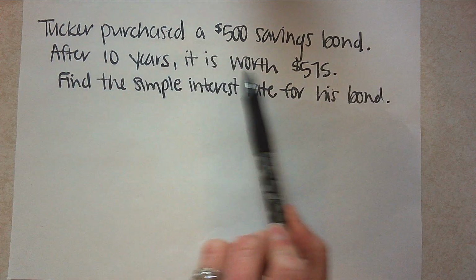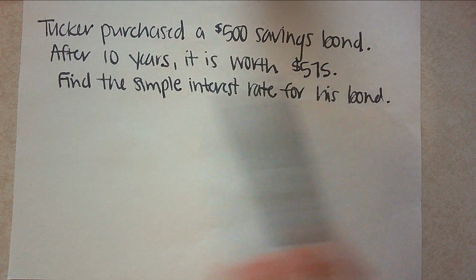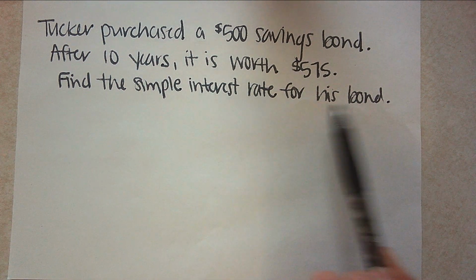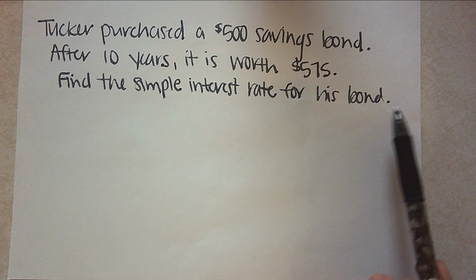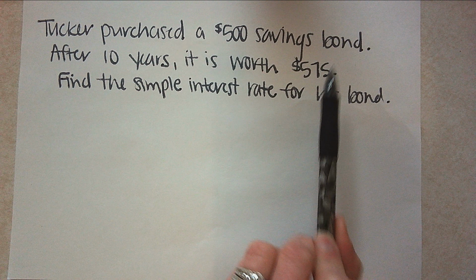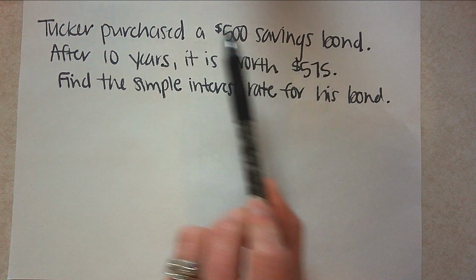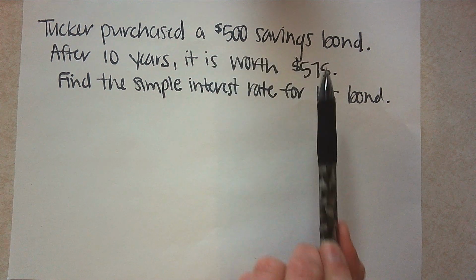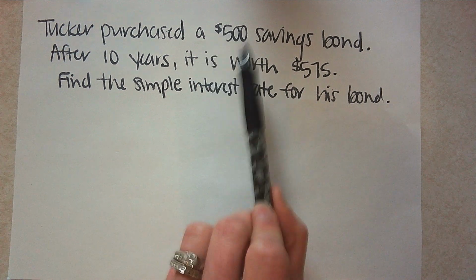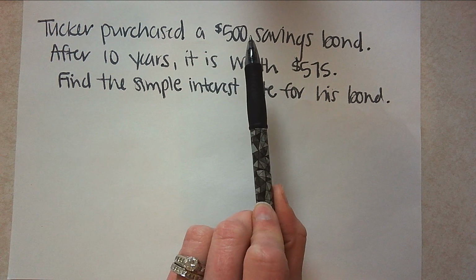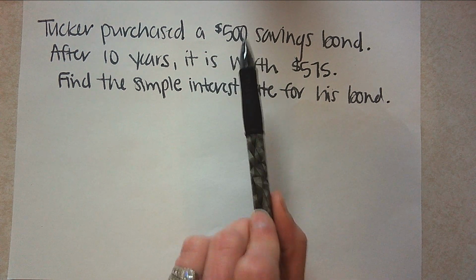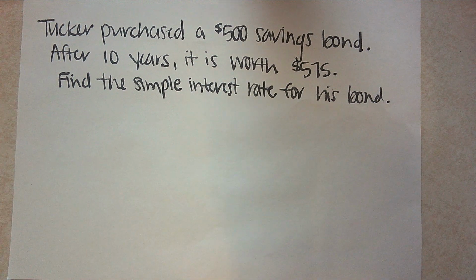After 10 years, it's worth $575. Find the simple interest rate for his bond. Remember now total it's worth $575, so you have to figure out what the interest was by thinking about what his total is now and what the principal he put in. But at this point in time, I want you to take a quick second to try this one on your own, pause the video, and then unpause to see if you got it right.